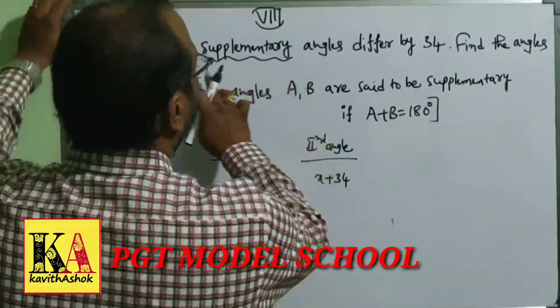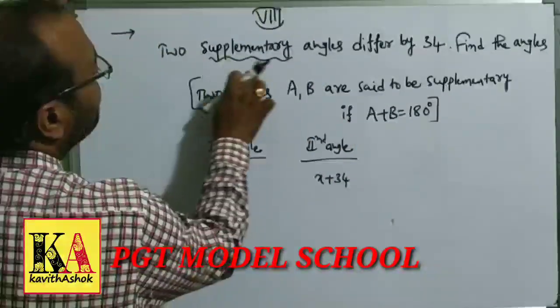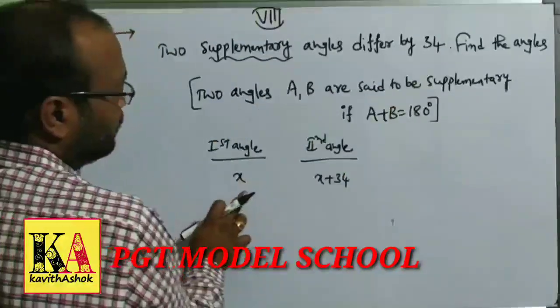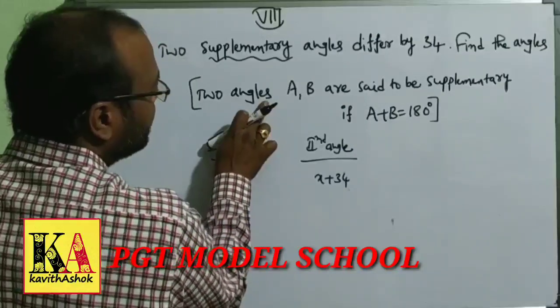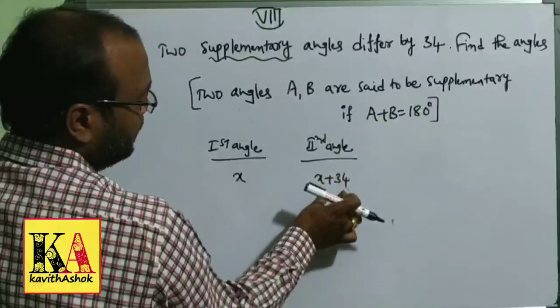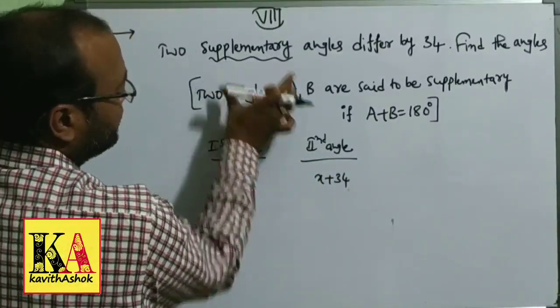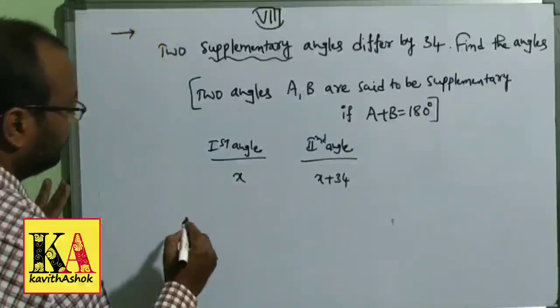What is given here? Two supplementary angles differ by 34. Yes, one is x, the other is x plus 34. According to the definition of supplementary angles, this is A and this is B. He is saying that supplementary means the sum of these two angles will become 180 degrees, right?